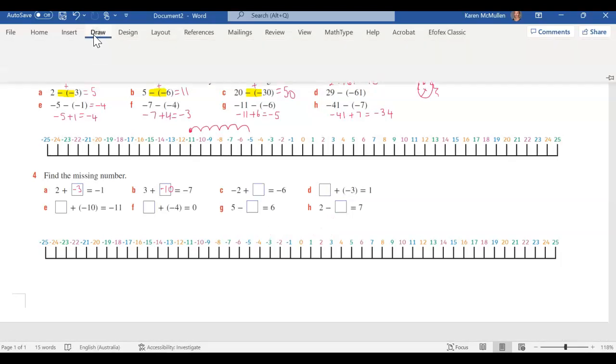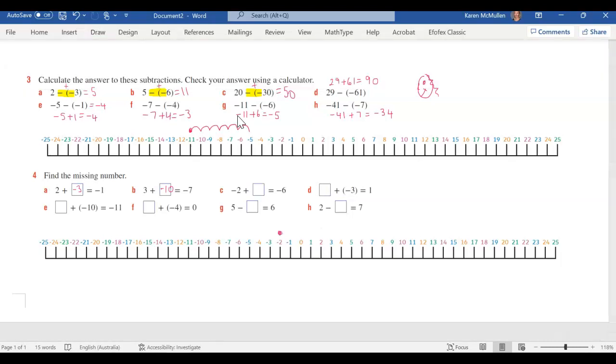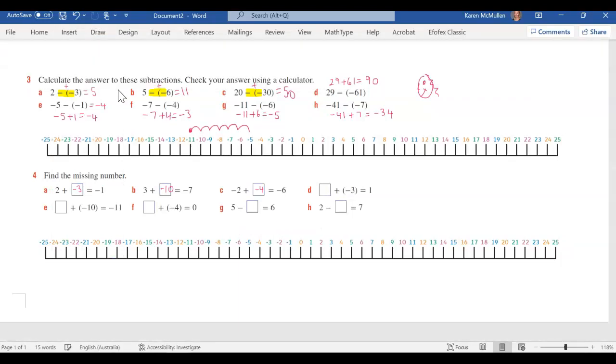All right, for the next one, we're going to start at negative 2. So negative 2 is here. And we're facing the positive direction, so facing that way, and we want to go to negative 6. So 1, 2, 3, 4. So we're going to do negative 4. Ah, come on, computer.